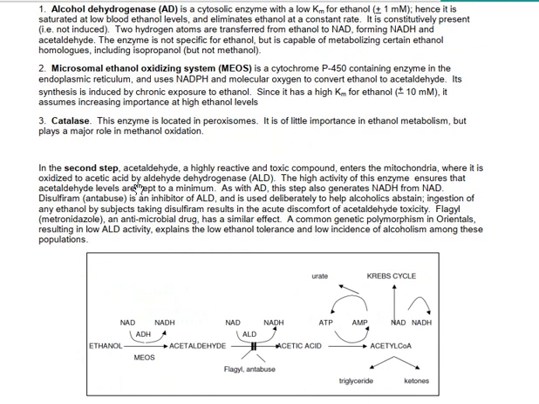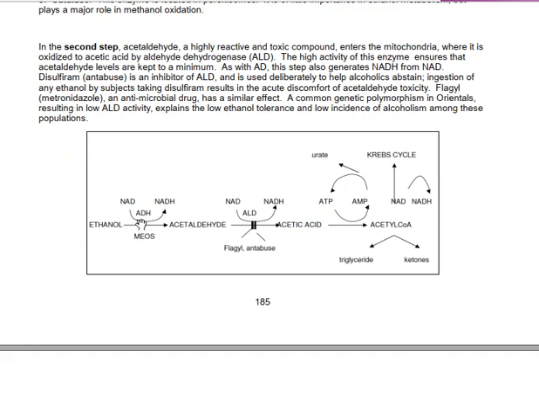The second step in the metabolism of alcohol is this: the acetaldehyde, a highly reactive and toxic compound, enters the mitochondria, where it is oxidized to acetic acid by the enzyme acetaldehyde dehydrogenase. So ethanol is first converted to acetaldehyde via the first three mechanisms you have read before, then it enters the mitochondria and is converted to acetic acid.